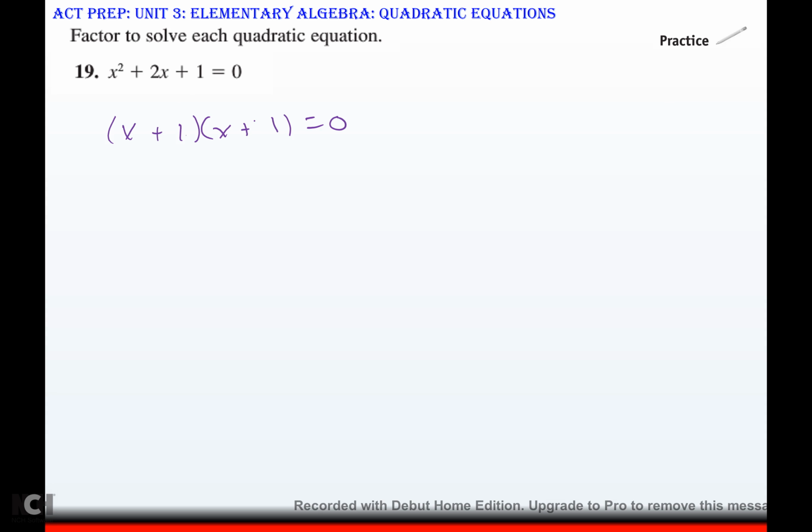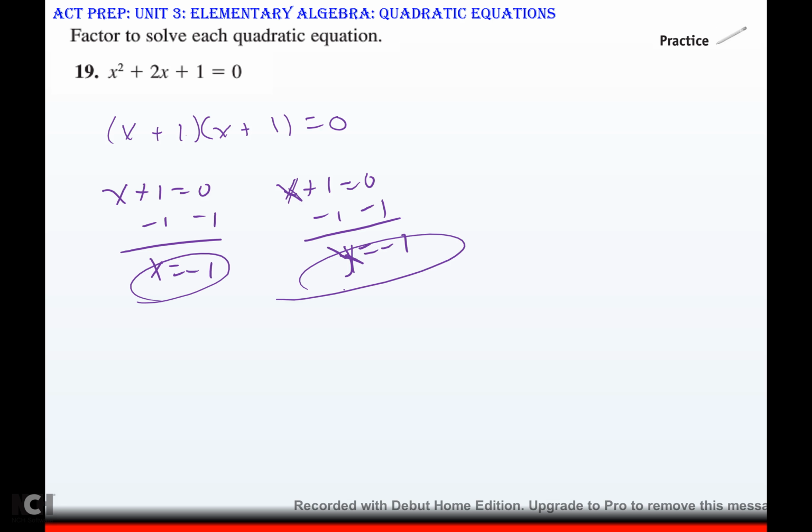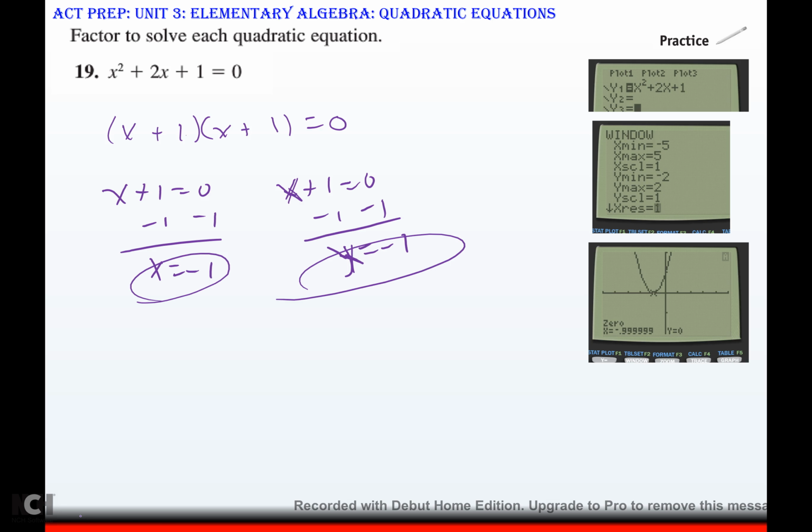Done. Now solve. So x plus 1 equals 0, minus 1, x equals negative 1. x plus 1 equals 0, minus 1, y equals negative 1. Not y, that's another x. Sorry. So this one's going to be a double root. It's only going to touch one time at negative 1.